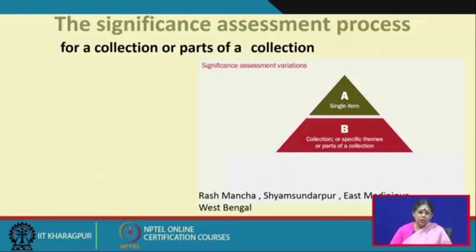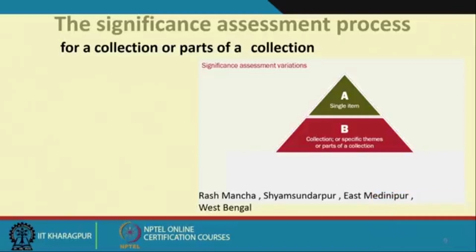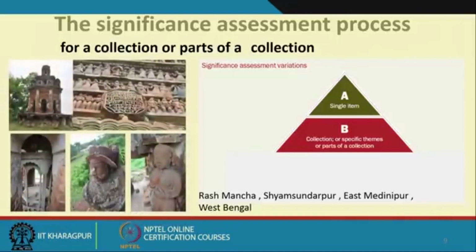Let us talk about the second variation, a collection or parts of a collection. We will talk about a very unknown temple. It is not an ASI or state listed project, it is an unlisted temple in Midnapur district, the Rash Mancha. This is the Rash Mancha in a place called Shyamsundarpur in East Midnapur in West Bengal. Now, when we are talking about this small structure, it is a terracotta temple, and its parts are very important and comprise the significance of that temple. Not only is the temple or the Rash Mancha structure important, but all these various parts.